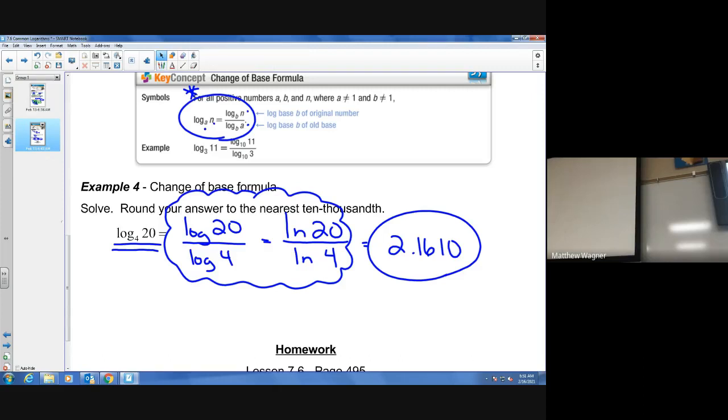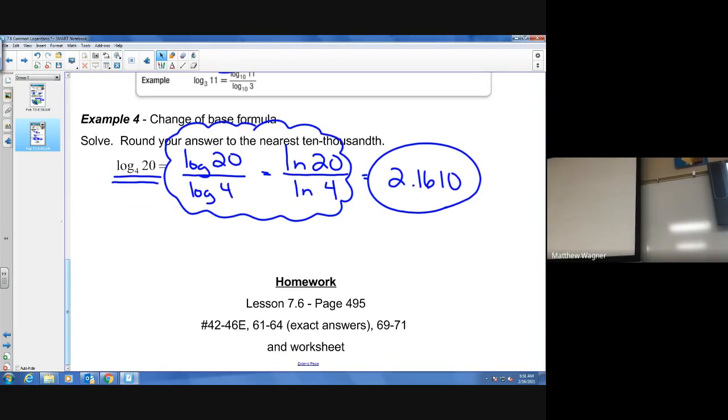Base 10 and logs are really straightforward. But yeah, 7-6, there's a short book assignment and worksheet. Make sure you work through the process.